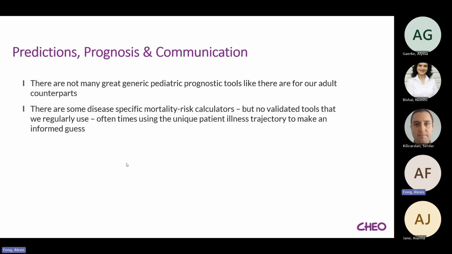Again, not many great generic pediatric prognostic tools. Often it's a unique patient trajectory, utilizing lots of different pieces of information unique to that patient. How many times have they been to hospital? What are their comorbidities, etc.? A lot of the adult tools as well are typically created for a specific disease, and a lot of the patients that we follow have so many comorbidities, none of these tools really tend to fit well for them.